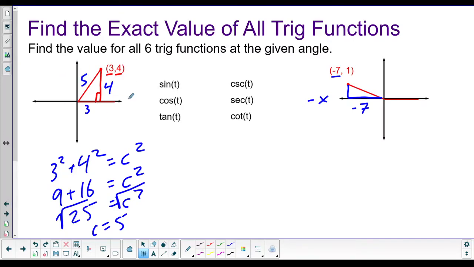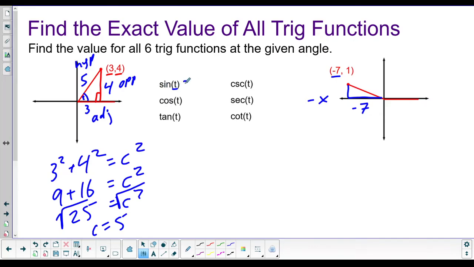Now that we know all 3 sides, it's just a matter of labeling opposite, adjacent, hypotenuse. The angle t, in this case, sometimes theta, is always the one that's near the origin when you're doing these. So this would be t right there. So the opposite side will always be your y. So here's your opposite. Here's your adjacent, and here's your hypotenuse. And then you just fill them in.